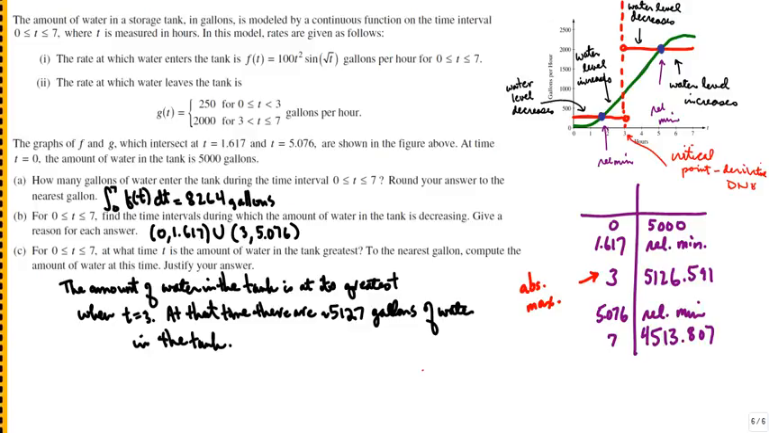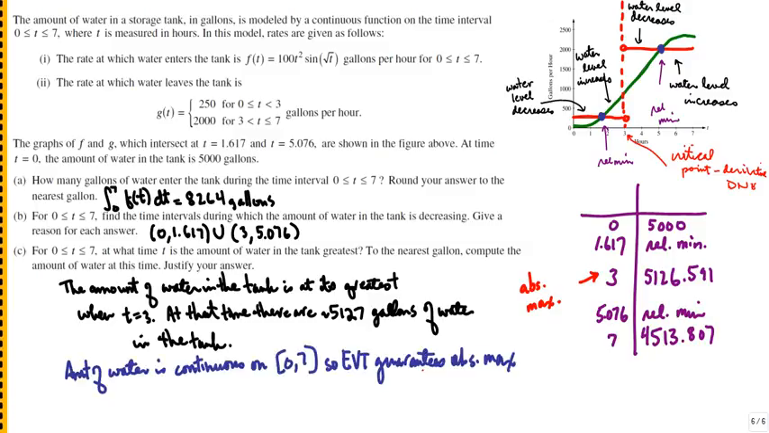So once again, to do this we had to look at the critical values and the endpoints. Remember that the amount of water is continuous on 0 to 7, so we're guaranteed an absolute maximum by the extreme value theorem. We looked at the places where the derivative was 0. Those happen to both be relative mins, and we looked at the place where the derivative didn't exist, which was at t equals 3, which we have to consider, and we calculated the values of the volume of the water in slightly different ways from 0 to 3 and from 3 to 7. So that does it for this problem.